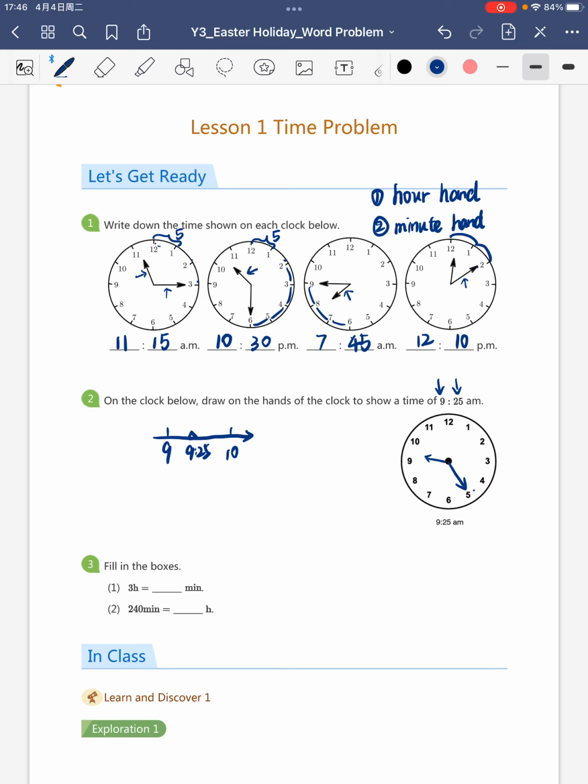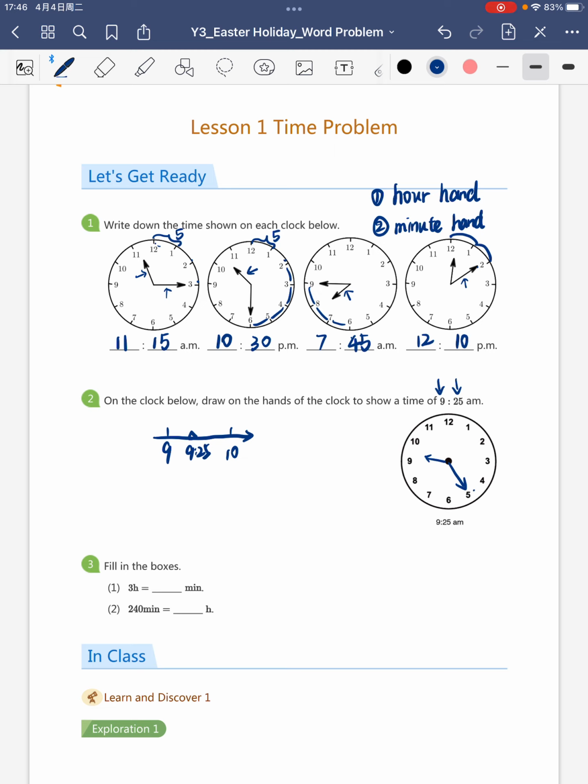So if we want to draw the hands for the clock, still please draw the hour hand at first and think about the time now, which is between 9 and 10. If it's between 9 and 10, then please make the hour hand point between 9 and 10, and then move to the minute hand. Okay, then for the third question, fill in the boxes.